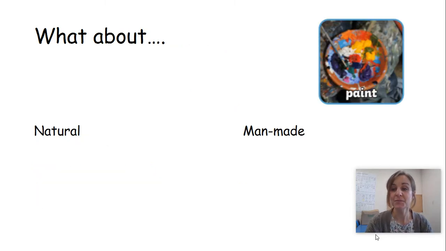Now, today what we're going to do is I'm going to show you something, and then together we're going to try and decide if we think it's a natural thing or a man-made thing using those definitions we just spoke about, okay? So let's have a look at this. Now, paint. Oh, I love using paint. But let me think about those words. Paint. So if paint was natural, that would mean you would just find it outside. You might have to dig it out from the ground. It might be growing on something outside. I'm not sure about that.